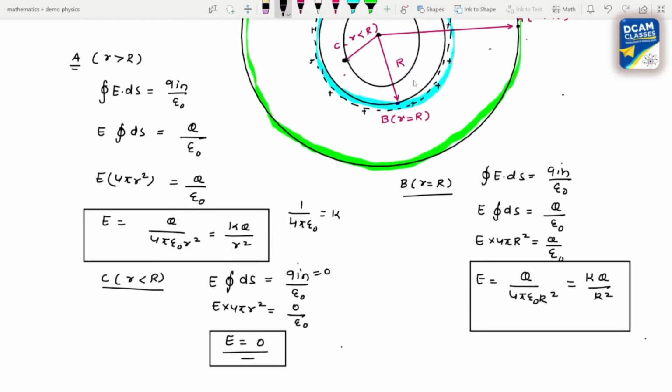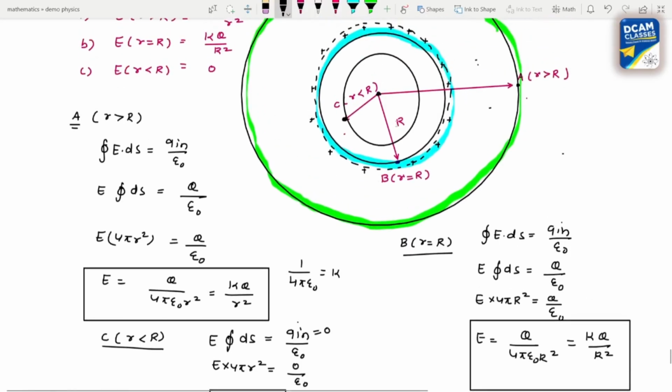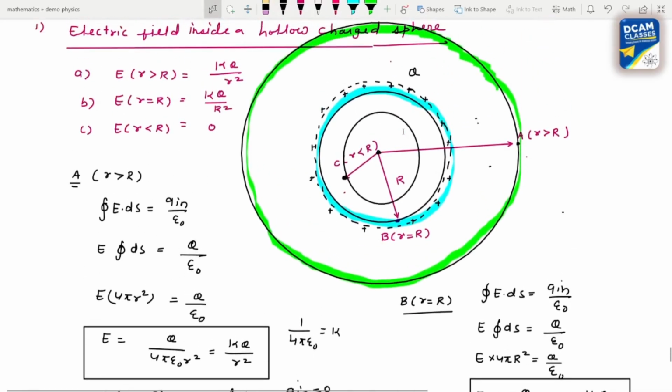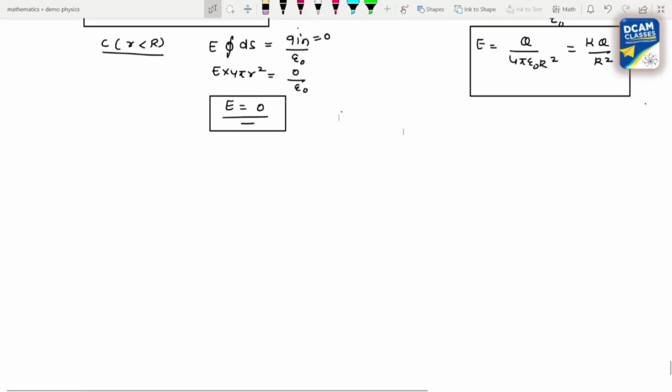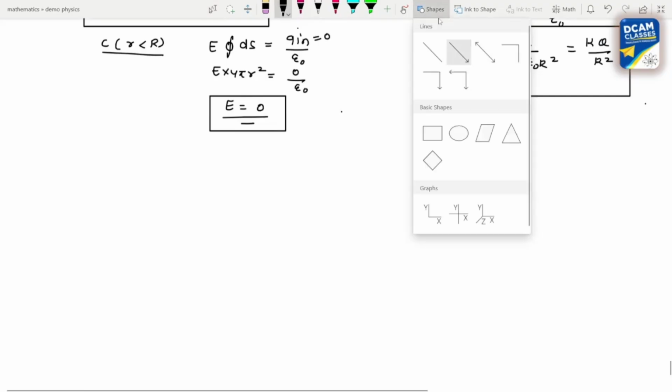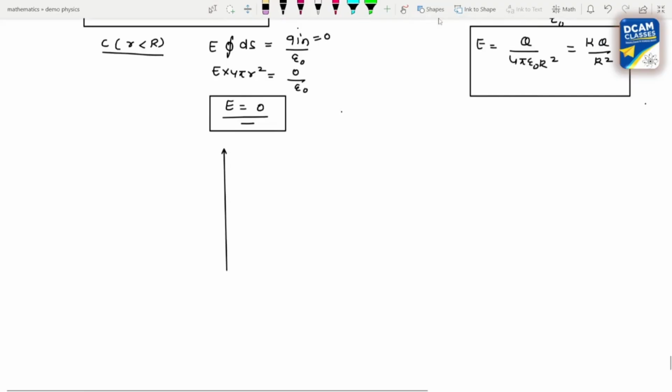Now tell me, understood or not? Yes, sir. Okay, very good. Now my question will be, in this particular case, can you draw the graph of electric field versus small r? Try to draw the graph and then tell me. If you want, you can annotate on the screen also.